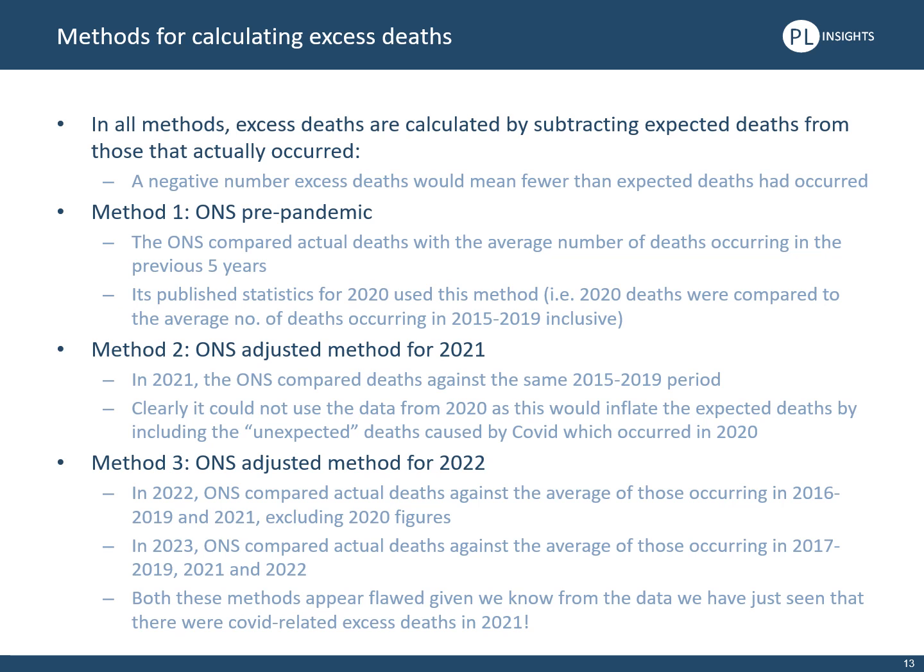That seems to make sense. Where things start to go a bit strange is that in 2022, it moved away from using the 2015 to 19 period and decided to use 2016 to 19 and then 2021. So it still excluded 2020, understandable, but we've just seen from the data that in 2021 there are clearly a significant number of excess deaths occurring compared to what we would have expected. So its method for 2022 seems a bit flawed. We'll come on to why it's probably done that in a while, but it seems a bit of a strange thing to do to me.